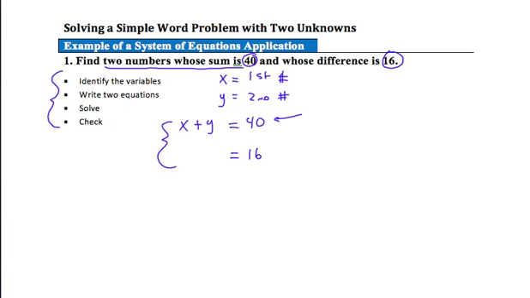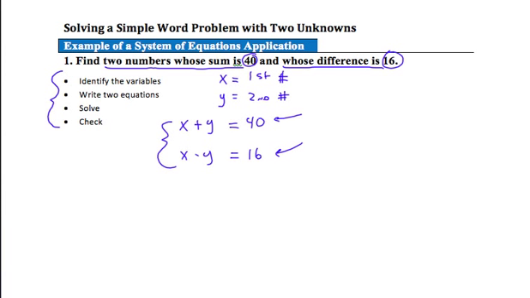Now let's take a look at our next equation, coming up with an answer of 16. Let's go back to the problem and see how we get that: whose difference is 16. That simply means we're going to subtract these numbers and get an answer of 16. It really doesn't matter at this point which way I subtract them, so I'll leave it like this: x minus y equals 16. Okay, now I have my system of two equations.